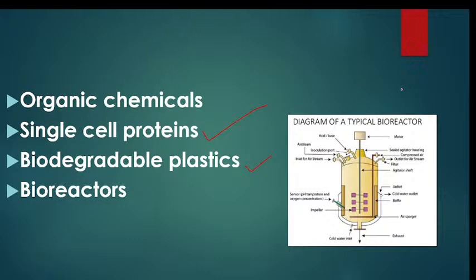Then next is the bioreactors. Bioreactors are mainly, here you can see, a controlled vessel in which microbes are cultured. Simply, bioreactor means a controlled vessel in which the culturing of microbes is done. That is called a bioreactor, and it is used in industrial microbiology.